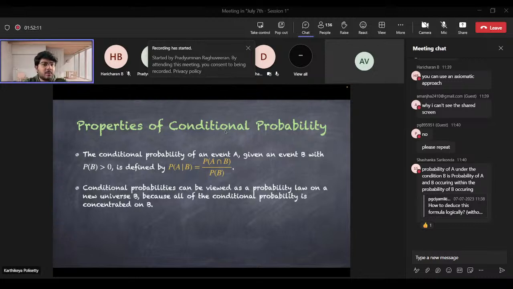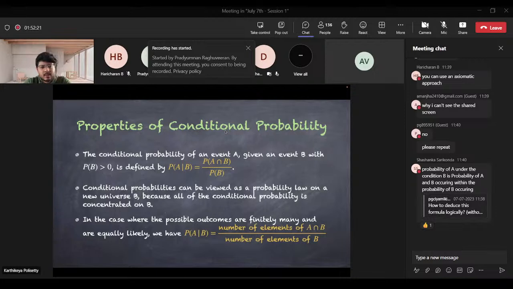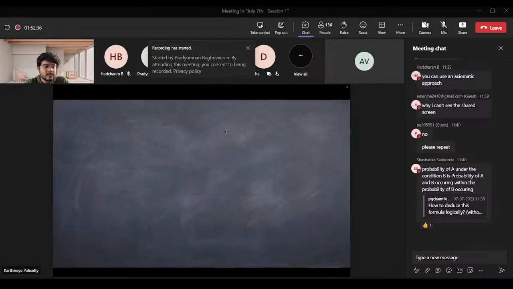So the conditional probabilities can be viewed as a probability law on a new universe B, because all of the conditional probability is concentrated on B. In the case where all possible outcomes are finitely many and equally likely, we have P of A given B as number of elements of A intersection B upon number of elements of B. Hope it's clear.